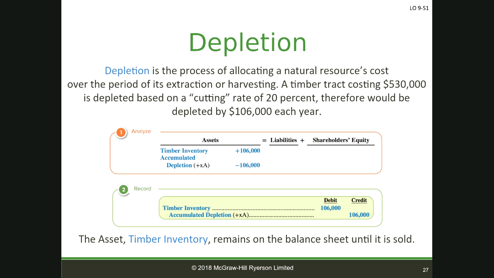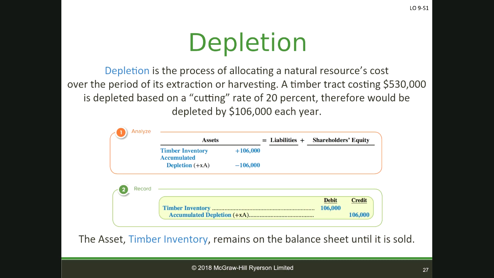530,000 cost multiplied by 1 divided by 20. Right? So it's 530,000 divided by 20, which is going to give you $106,000. So the depletion each year is $106,000.